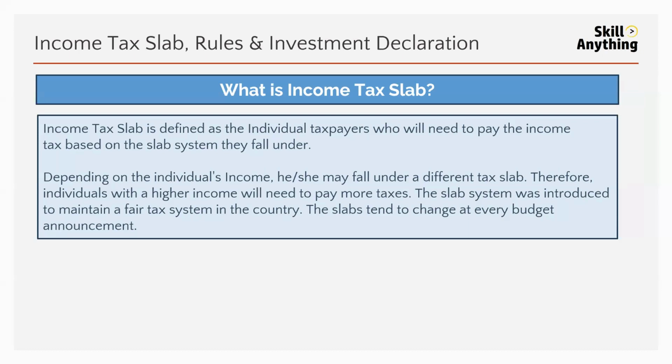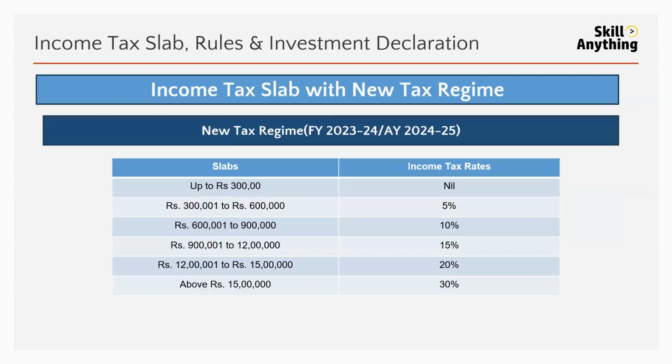So what is income tax slab? Income tax slab depends on the individual taxpayer, who needs to pay income tax based on the income tax slab system. Income tax slab depends on the individual's income, and they may fall in different tax slabs. Therefore, higher income will pay more tax, and lower income will pay no tax or less tax. The slab was introduced to maintain a fair system in the country, and this slab trend changes at every budget announcement.